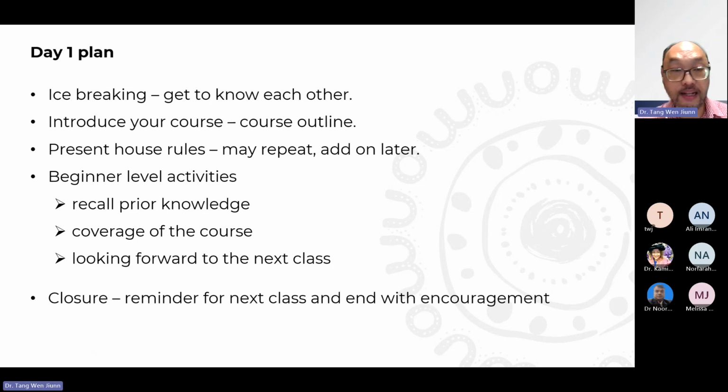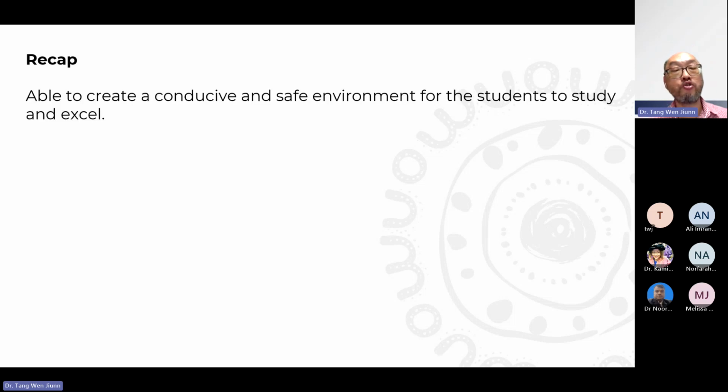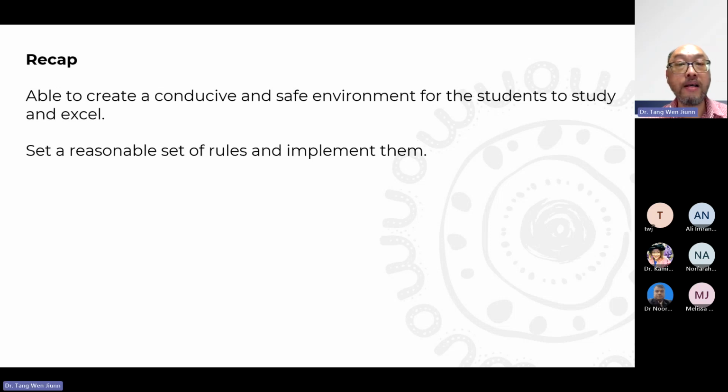Okay, so that's the last slide. So to quickly recap for effective classroom management. Ultimately what we want is to be able to create a conducive and safe environment for the students to study and excel. So in order to do that, to have the safe and conducive environments, we have to set reasonable rules and implement them firmly. And lastly, students, they are the main target here. So we have to earn their respect.